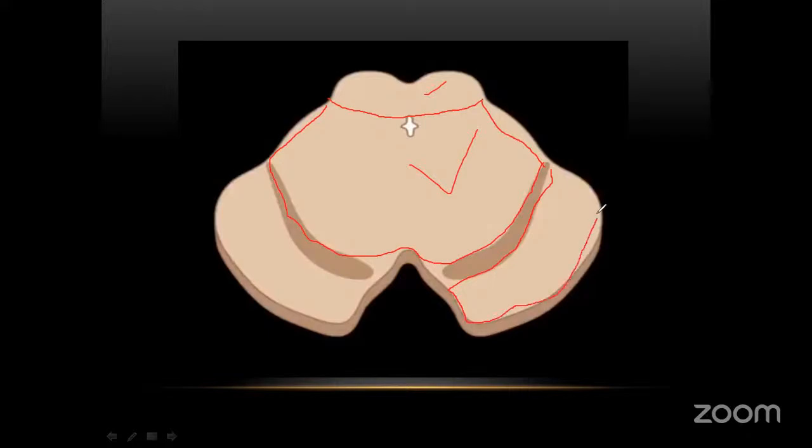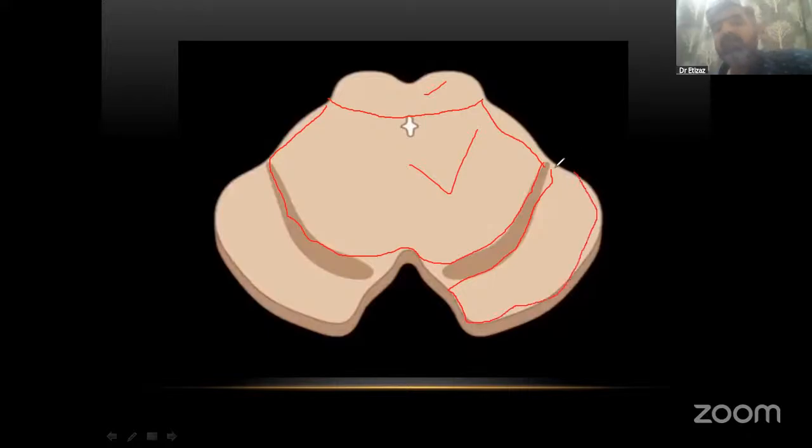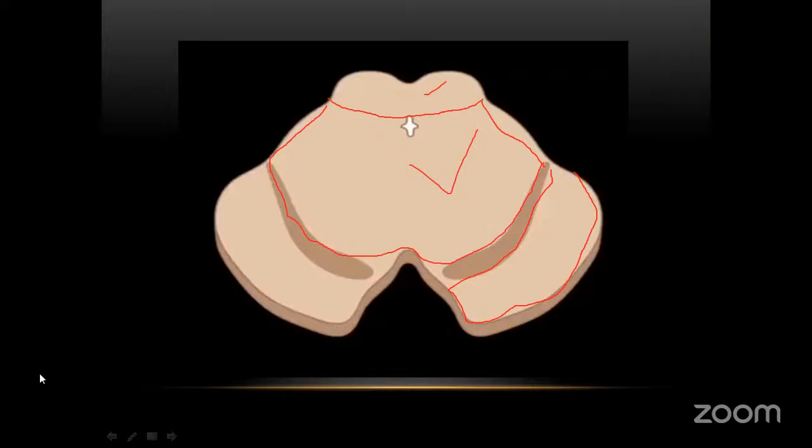Crus cerebri. Excellent. Okay, so there are three parts. This is crus cerebri, the area in between the substantia nigra and the aqueduct of Sylvius. The middle area is tegmentum. Just posterior to this one is the tectal plate. Okay, is it clear? Yes, sir. It is clear.